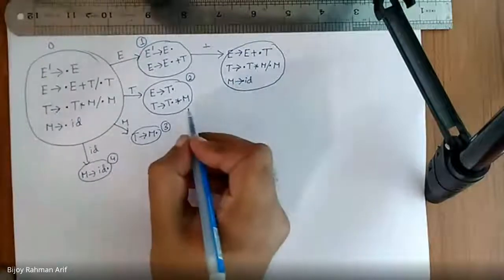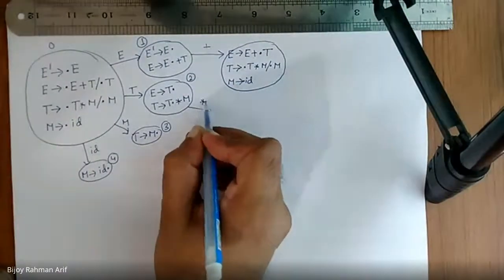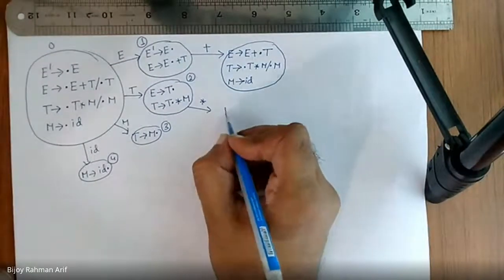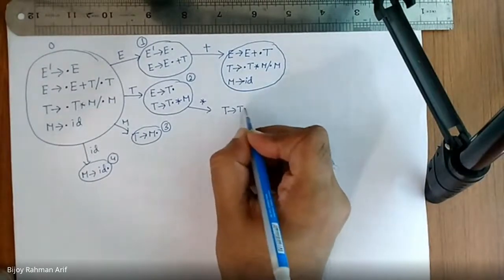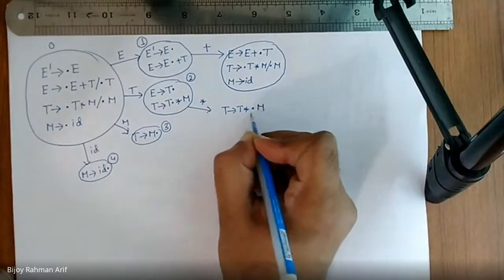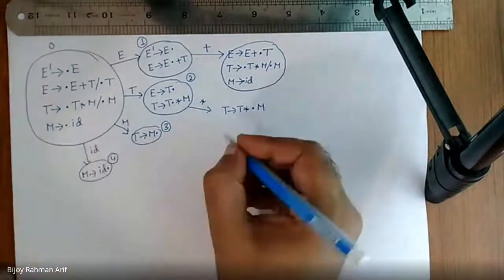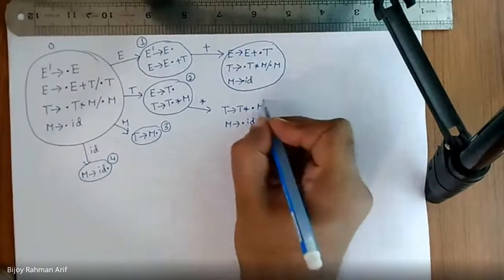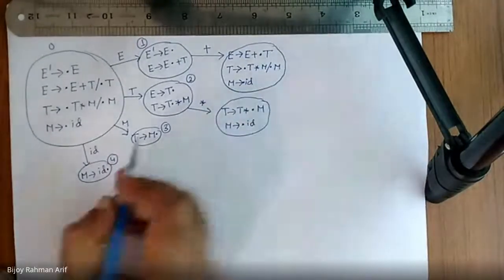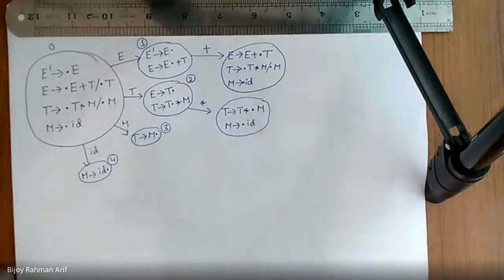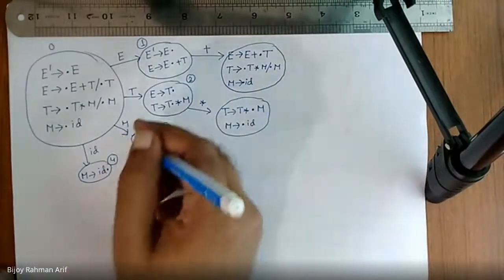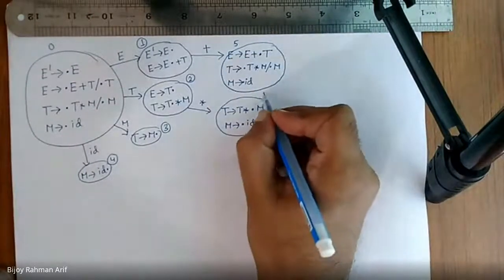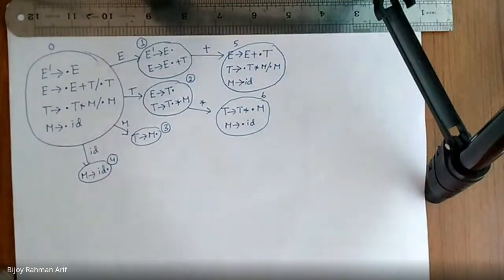Now how about this? Moving on star, what do we get? T derives T star dot M. What is just after the closure? M. So we have to add this product: M derives dot ID. We are done with this closure. This is a single final item done. So let's number this. This is 5. Let's call this 6.